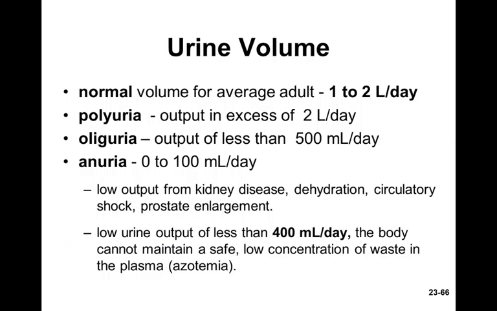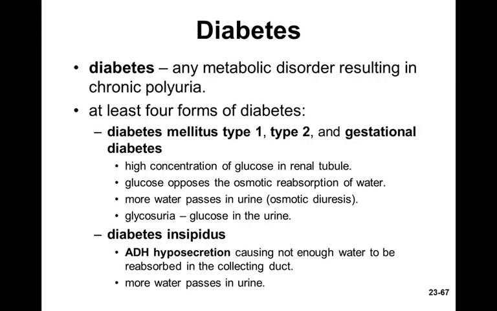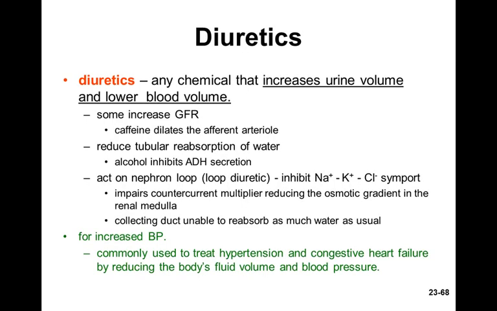Urine volume, the average is 1 to 2 liters per day. Anything in excess of that is polyuria. Oliguria is less than that, and anuria is extremely low urine output. Diabetes is a metabolic disorder that results in chronic polyuria. There are 4 types of diabetes. All of them result in a very, very increased urine output. And you can also find glucose in the urine as well.